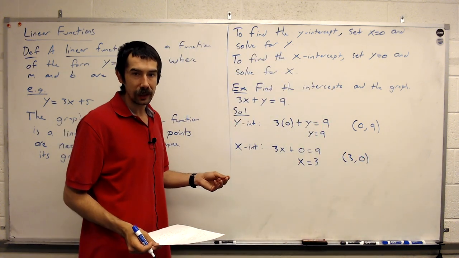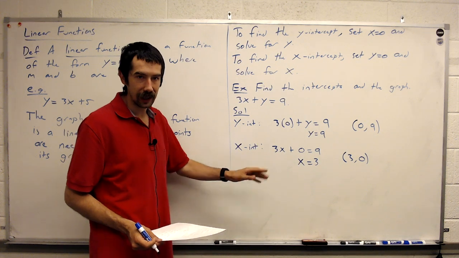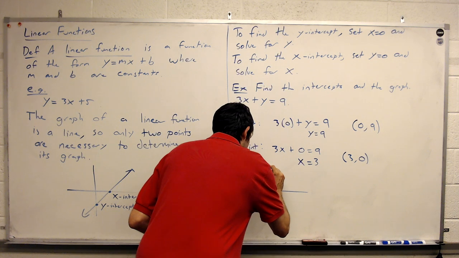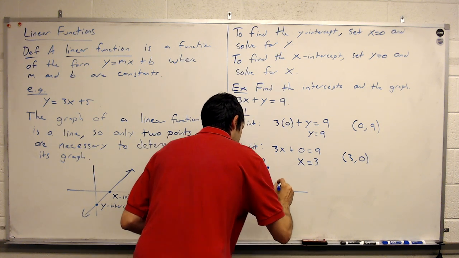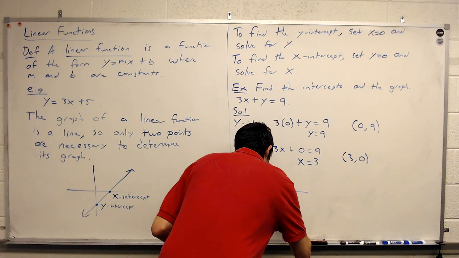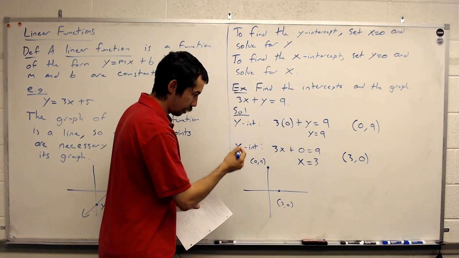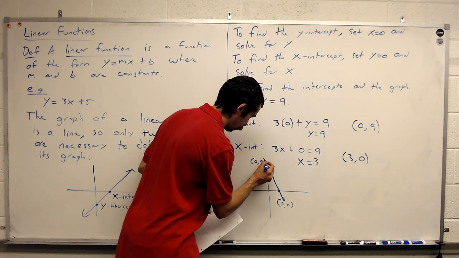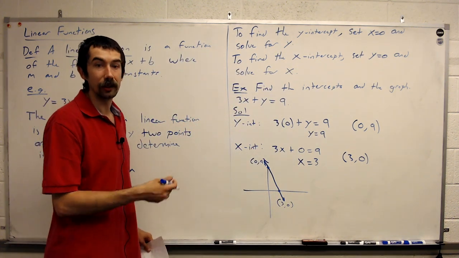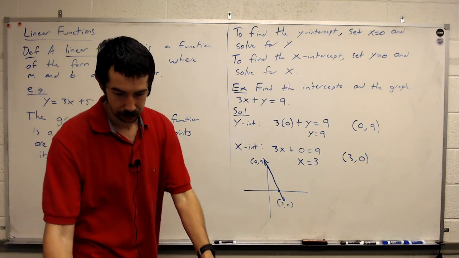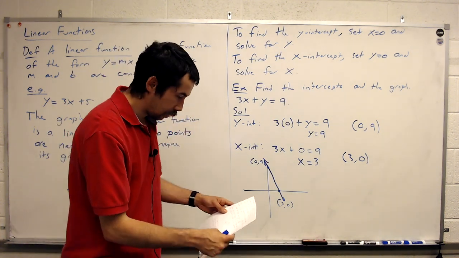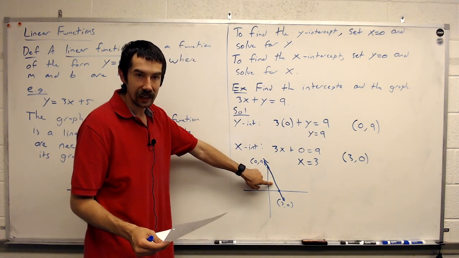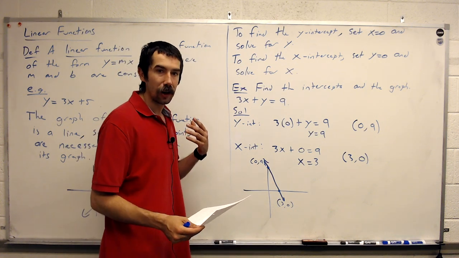And now that we have these 2 points, let's plot them, connect the dots. All right, so maybe up here is the point (0, 9). And here is the point (3, 0). And we could just connect the dots. And there is the graph of our line. And so one thing we're going to be interested in is how steep our line is. That's called the slope.